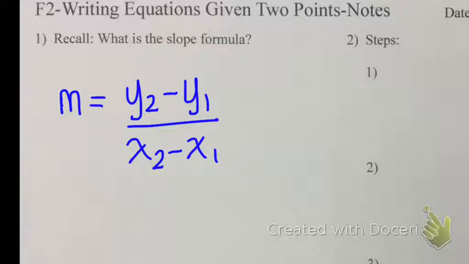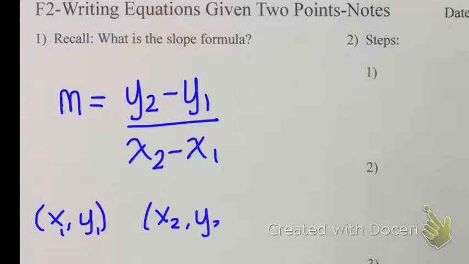Okay, and remember, we're getting these x's and y's from a set of ordered pairs. Remember, each point has an x and a y value. So we're going to call the first point x1, y1, and the second point x2, y2. Okay? And we're just plugging those ordered pairs into the formula.